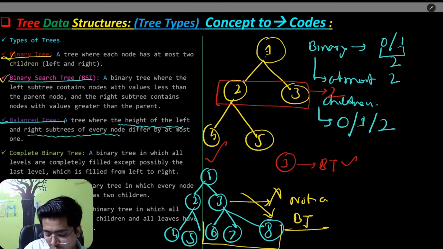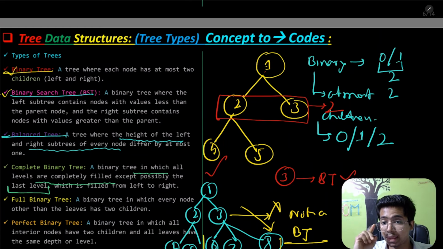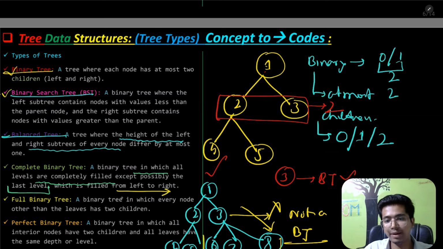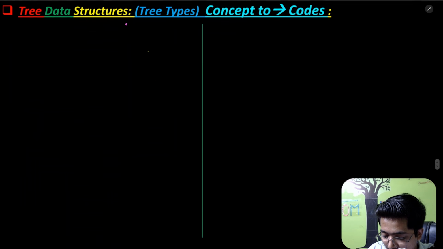Full binary tree. What it tells is, a binary tree in which every node other than the leaves has 2 children. That means without the leaves, every node should have 2 children. A complete binary tree is a binary tree in which all levels are completely filled except possibly the last level, and which is filled from left to right side, not right to left. So that is called a complete binary tree. We'll be understanding the complete binary tree right now.